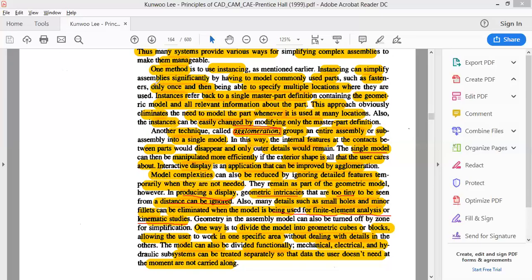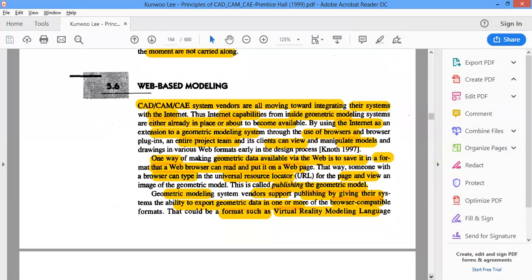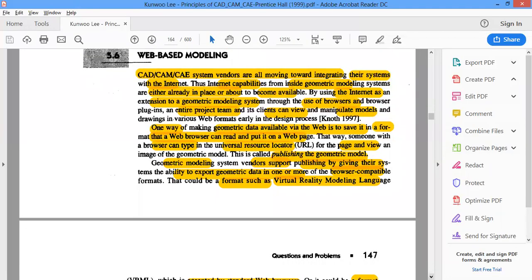Yes, so the next thing is the web-based modeling. So what is this web-based modeling in today's world? Say if we take up an MNC company, or even whatever it is, especially automobile sectors, aircraft industries, and so on. There is a headquarters situated in one location.